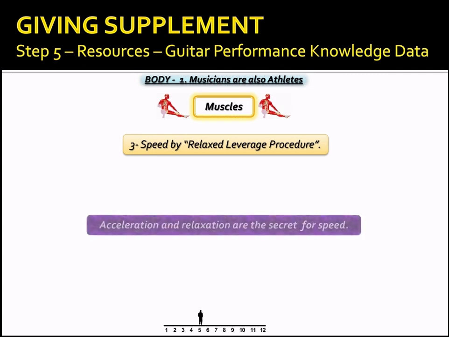Acceleration and relaxation are the secret for speed. How can we work on the muscle speeds then? The way I figured this out is by using what I call the relaxed leverage procedure. I came up with this concept while stretching my muscles up to a considerable amount of pressure and then releasing the pressure by making a very comfortable leverage. I will show you how in a second.